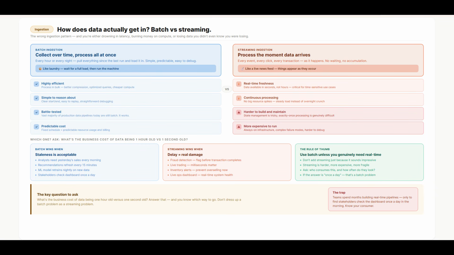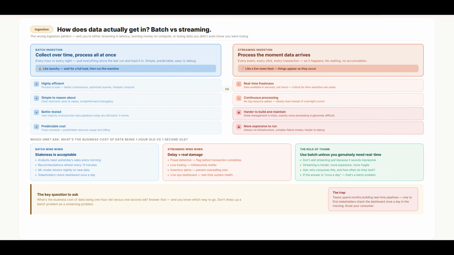Now here's the question people always ask. Which one should I use? And the honest answer is, it depends on how much the age of your data matters. Ask yourself, what's the business cost of data being 1 hour old versus 1 second old? If your business analysts need yesterday's sales numbers every morning, batch is completely fine. A daily or hourly refresh gives them exactly what they need. If your fraud detection system needs to flag a suspicious transaction before it completes, you need streaming. You literally cannot wait an hour. By then the money is gone.